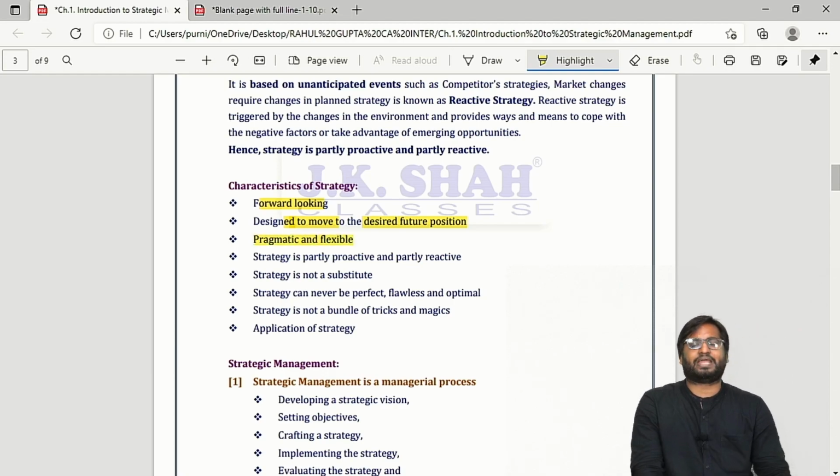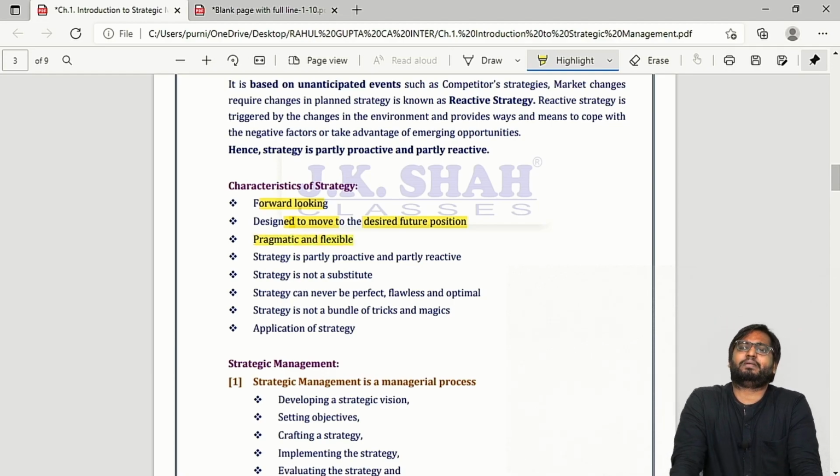Strategy is always pragmatic and flexible. What do you mean by pragmatic? Pragmatic means practical. Something which we can do. We will not build castles in the air, right? Something which we can achieve, something which we can do, we will plan accordingly.